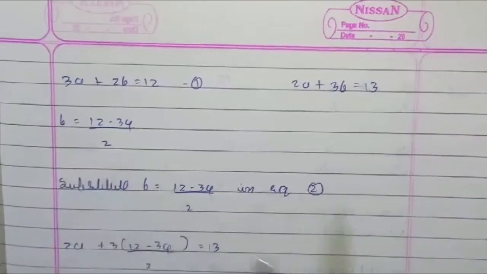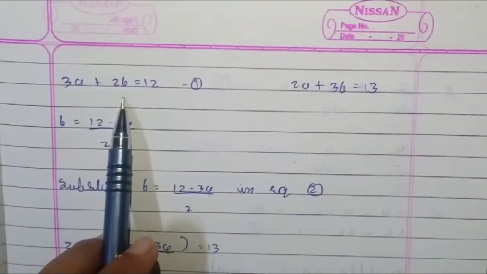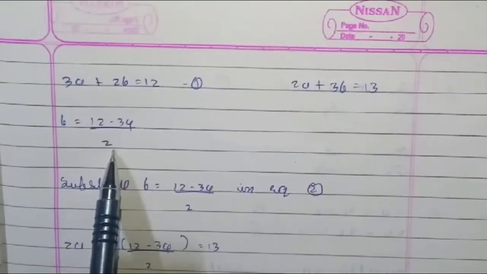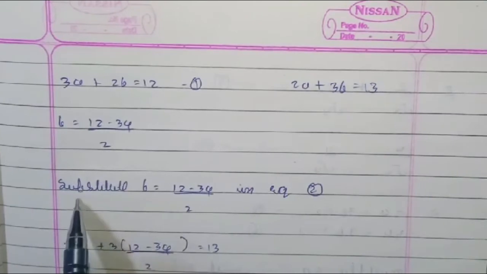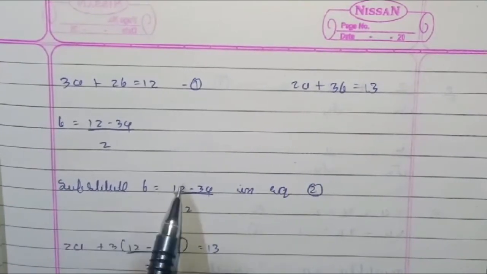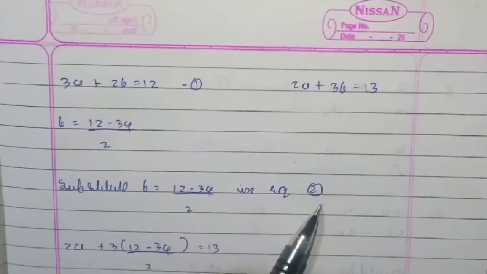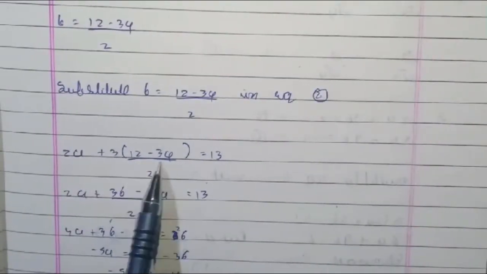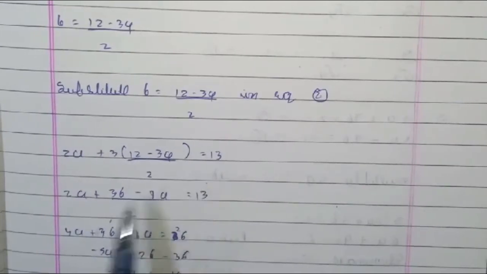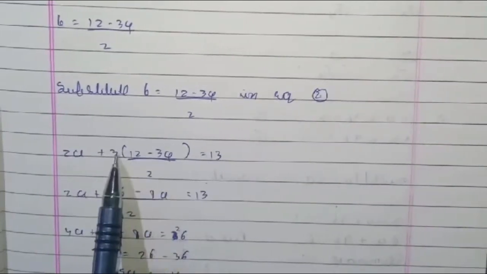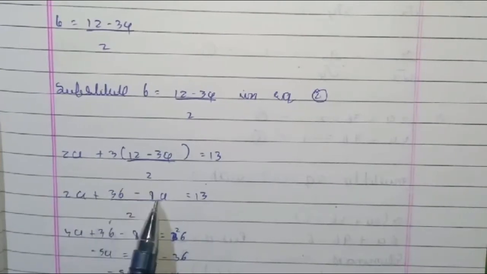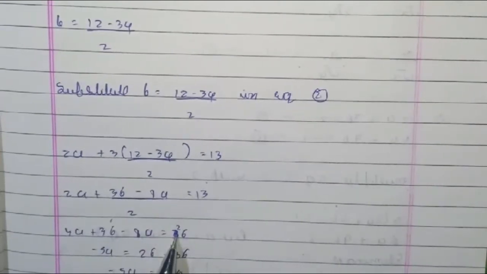Now we can use the substitution method. So taking b, 3a comes here and 2 comes to the denominator, b is equal to 12 minus 3a by 2. Students, we are using the substitution method. Substitute b is equal to 12 minus 3a by 2 in equation number 2. So 2a plus 3 into bracket 12 minus 3a divided by 2 is equal to 13. So 12 3s are 36 minus 3 3s are 9. Now take LCM. 2 2s are 4a plus 36 minus 9a and 13 2s are 26.